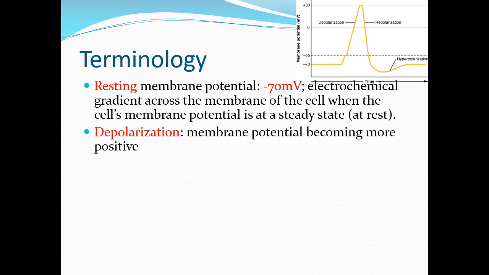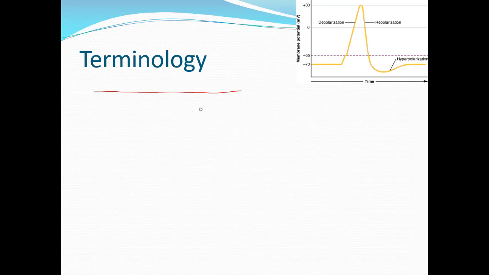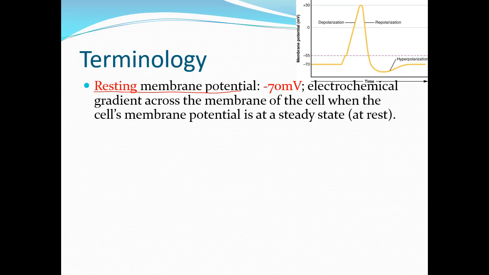Here's some terminology that we want to know as well. We just mentioned resting membrane potential. Resting membrane potential is when the cell is at rest, meaning that the cell is not excited by anything. This is the normal charge within the cell, and we said normally it's going to be negatively charged. In a neuron, it's going to be negative 70 millivolts, as you can see over here. So this is when it's at rest.